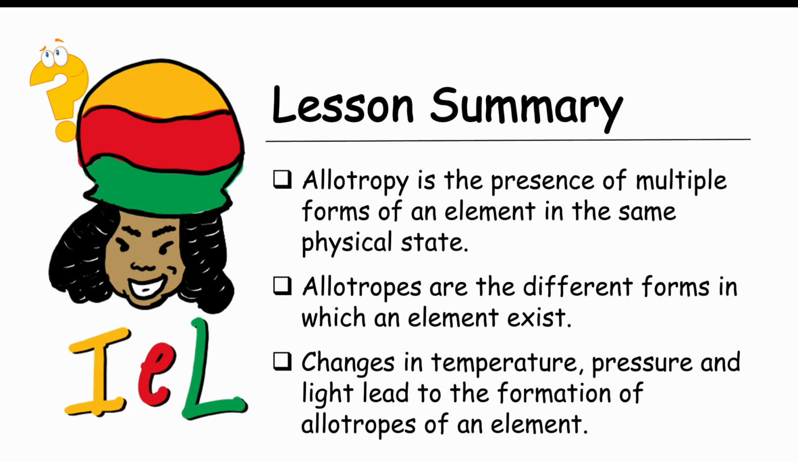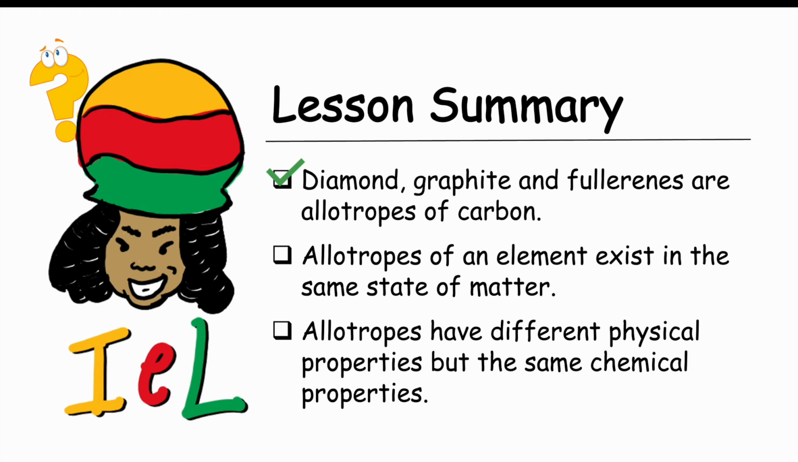Here are our lesson summary points. Allotropy is the presence of multiple forms of an element in the same physical state. Allotropes are the different forms in which an element exists. Changes in temperature, pressure, and light lead to the formation of allotropes of an element. Diamond, graphite, and fullerenes are allotropes of carbon. Allotropes of an element exist in the same state of matter.